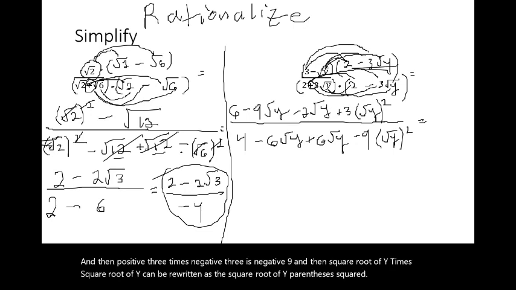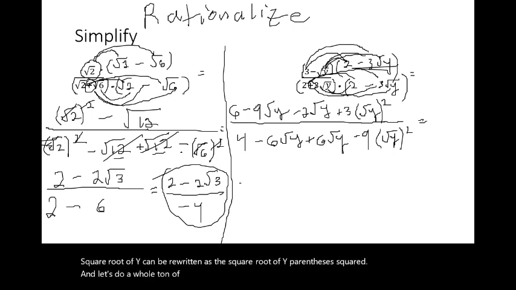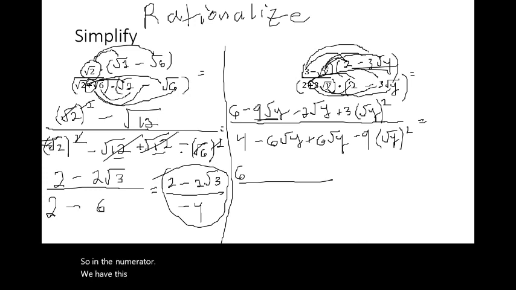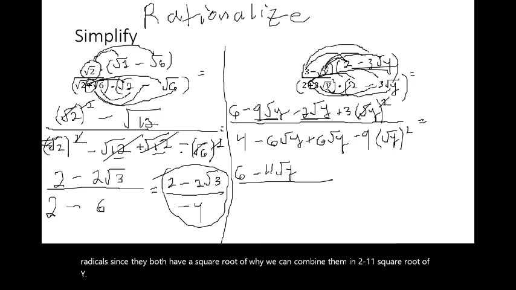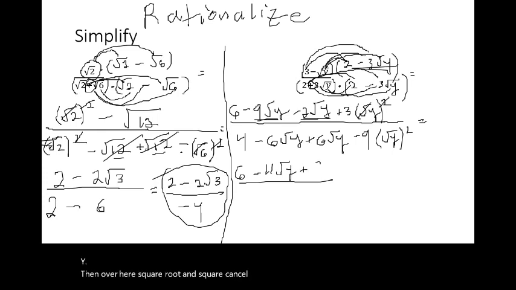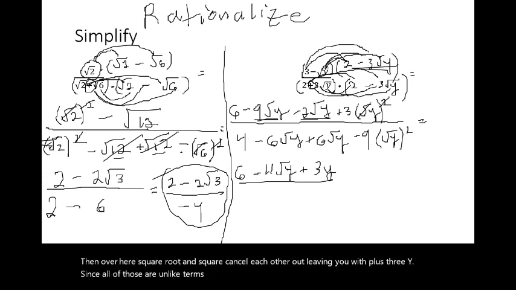And let's do a whole ton of simplifying and combining like terms. In the numerator, we have this 6. These two terms in the middle are actually like terms because they are like radicals. Since they both have a square root of y, we can combine them into minus 11 square root of y. Then over here, square root and square cancel each other out, leaving you with plus 3y. Since all of those are unlike terms, the numerator is as good as it's going to get.